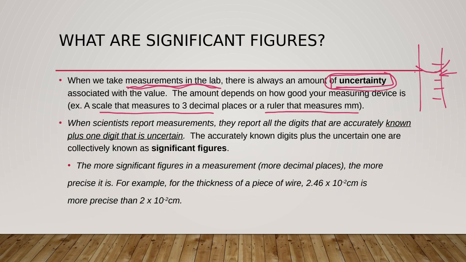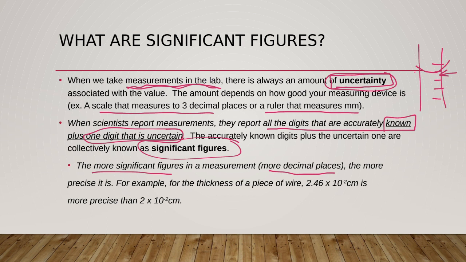When scientists report measurements, they report all the digits that are accurately known, plus 1 digit that is uncertain, or in our minds, that is estimated. And all of these digits collectively are called significant figures. The more significant figures you have in a measurement, and all that means is that you'd have more decimal places, then the more precise it is.